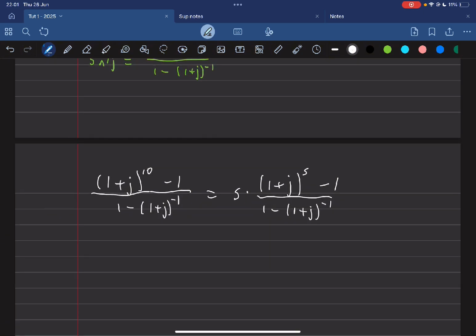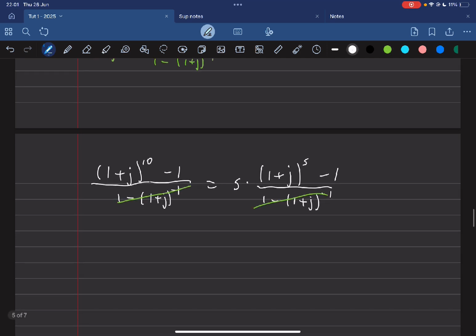So I'm going to start with, I can see there's a common base. I'm going to multiply both sides by it just to get rid of it. So we're going to get (1 + j)^10 − 1 equal to 5 times (1 + j)^5 − 5. Remember to multiply them into both.